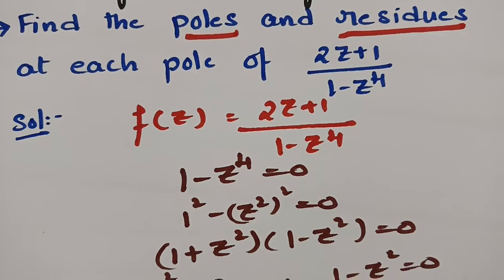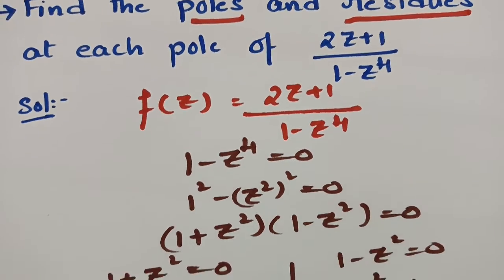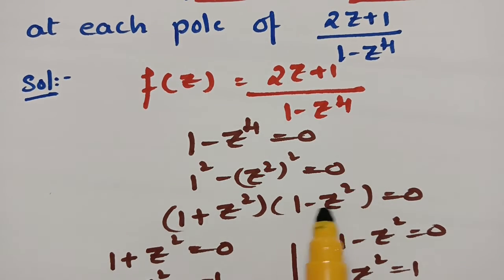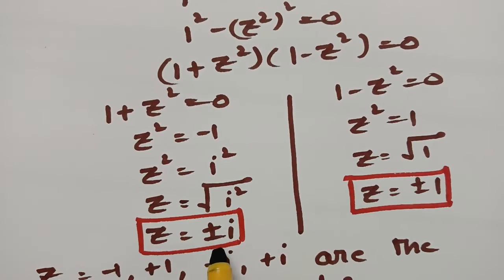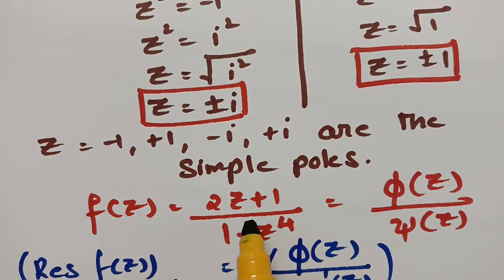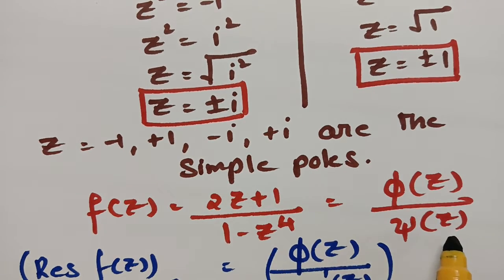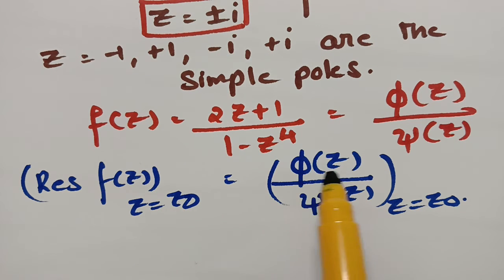And once again I'll explain. The first thing I have done is, the question is given as f of z is equal to 2z plus 1 by 1 minus z power 4. In order to get the poles, we have to equate the denominator to 0, and we got 4 pole values, that is minus 1, plus 1, minus i and plus i. For this kind of function, that is the u by v rule, we have to take the function phi of z by xi of z. The first function we take as phi of z, and the denominator we take as xi of z. So in order to get the residue values, we have to leave the numerator as it is, make a derivative of the denominator, and again substitute our pole value.